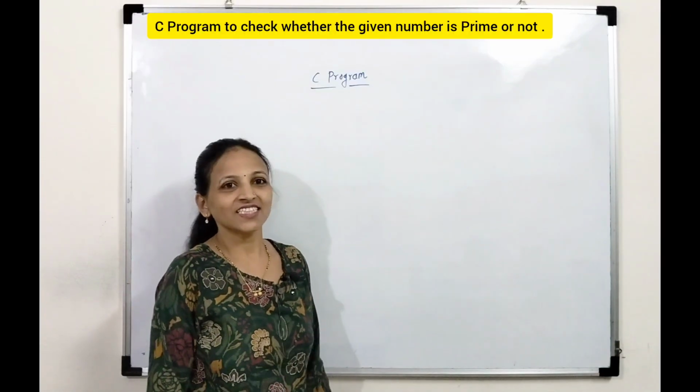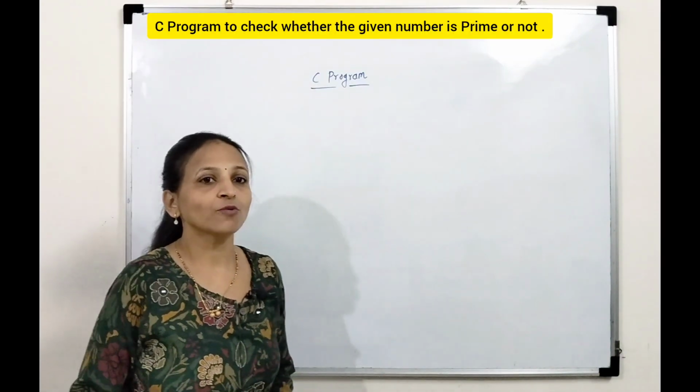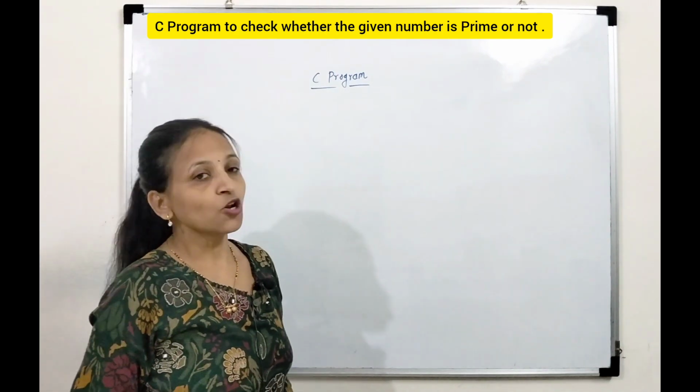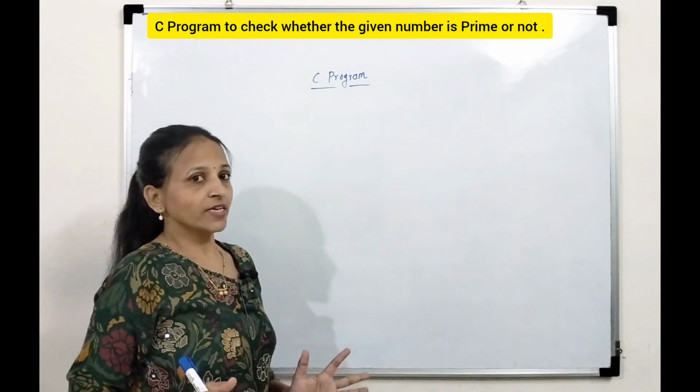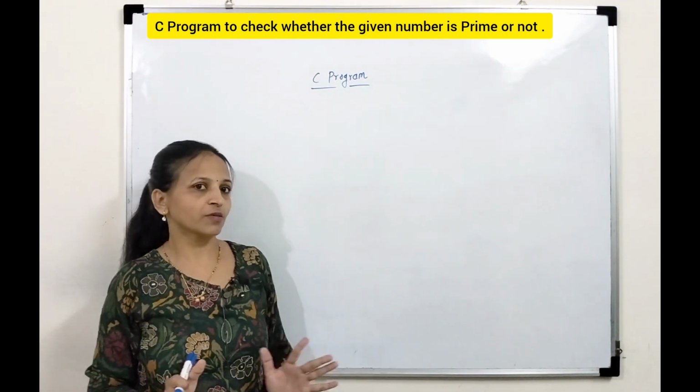Hello friends, in the series of learning C programming, here I am going to explain the program to check whether given number is prime or not. Now let us see the logic first. See, what is a prime number exactly, that first you must know, then only you can write a program.